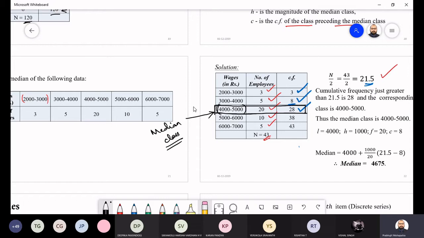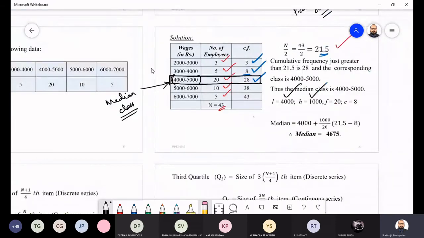So what is the lower limit of this class? The lower limit of the median class, the L value, is 4000. What is the class width? The class is 4000 to 5000, so what is that range? The range is 1000 only. So the class width is nothing but 1000. And what is the cumulative frequency of the preceding class? The previous class. The cumulative frequency of the previous class is 8. So the C value is 8. Correct. Now, what do you need? You need the formula only. So what is the formula?